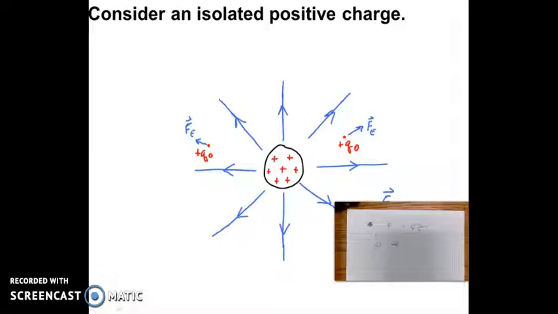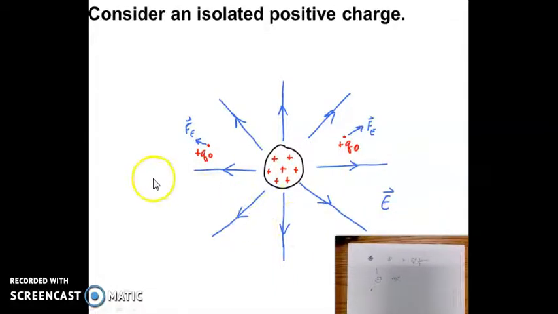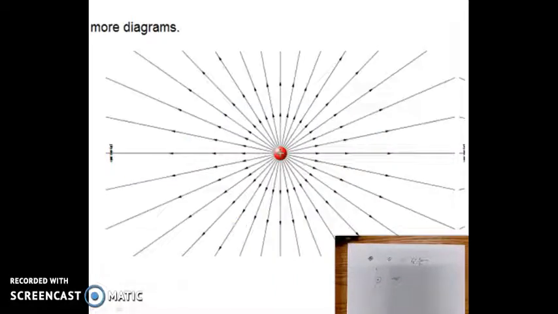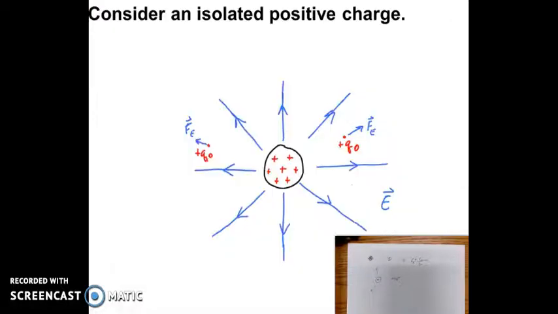Now, what about a negative charge? The lines don't really exist. We could draw a million lines, right? How many lines do we draw? We drew what? 1, 2, 3, 4, 5, 6, 7, 8.